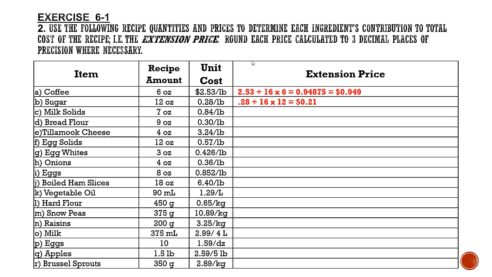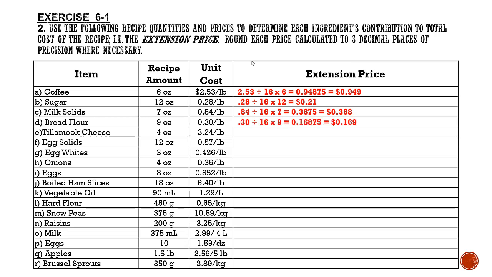Milk solids, we paid 84 cents per pound, and we need the cost of 7 ounces. So again, we're going to unit cost. We take what we paid, 84 cents, divided by the amount of units, 16 ounces, because 16 ounces does equal a pound. When we divide 84 cents by 16, we get the cost of 1 ounce, and we multiply that by the 7 ounces the recipe is looking for, and our final rounded answer is $0.368 for those 7 ounces. Again, we continue on the exact same way.